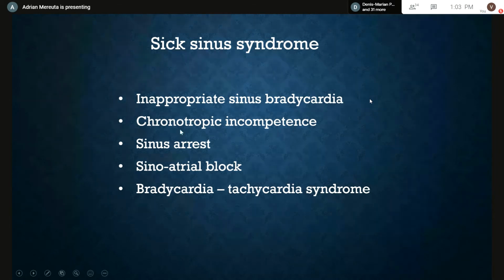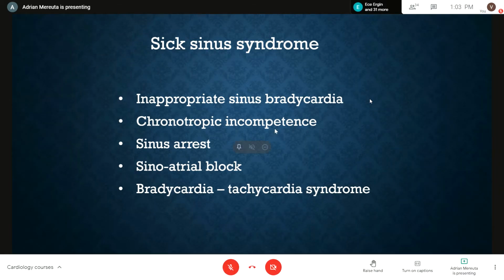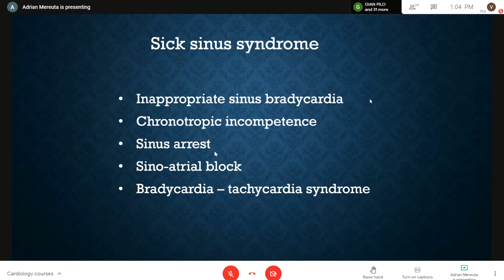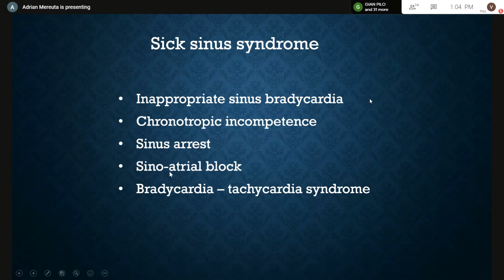Or it's a normal heart rate but it cannot increase adequately for the level of activity, or it's sinus arrest. That means it's not forever, it's a stopping of the sinus impulse for a while, usually a few seconds. Or sinoatrial block. That means it's a problem between the generation of the impulse in the sinus node and its arrival in the atrium.